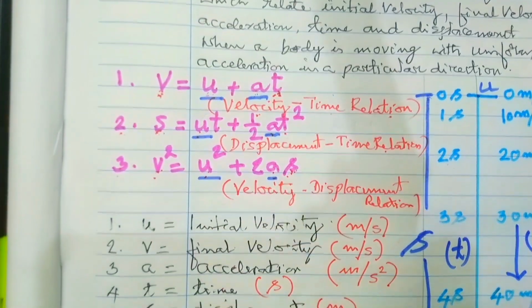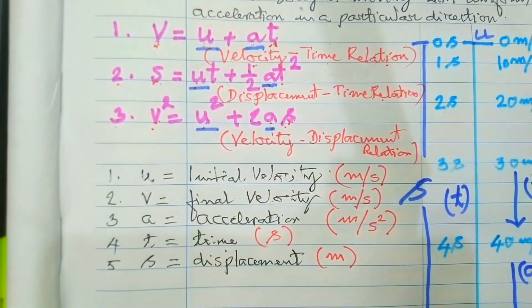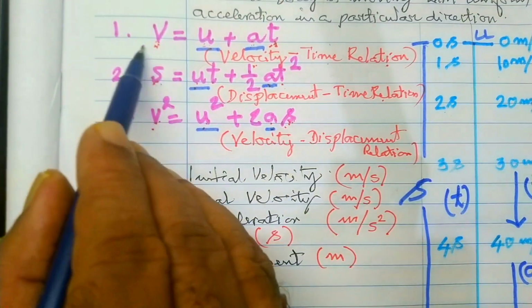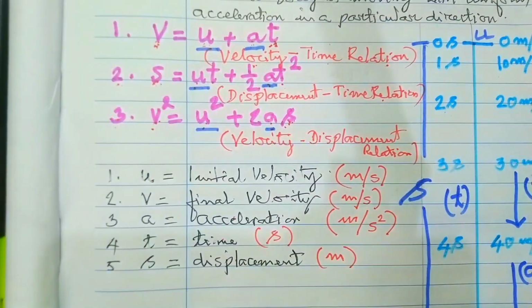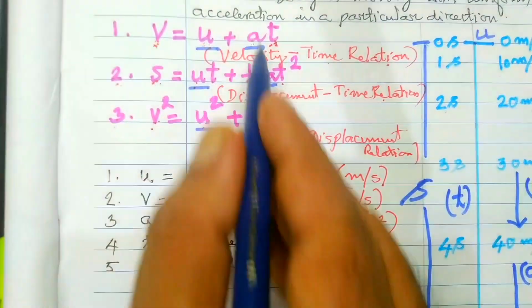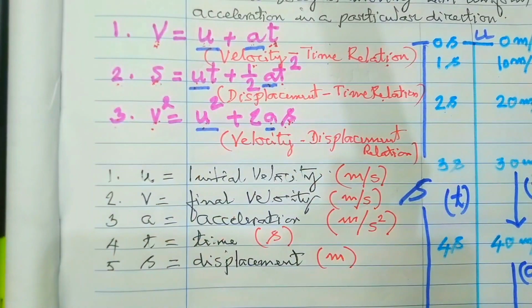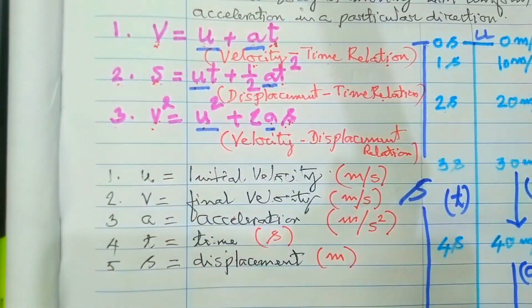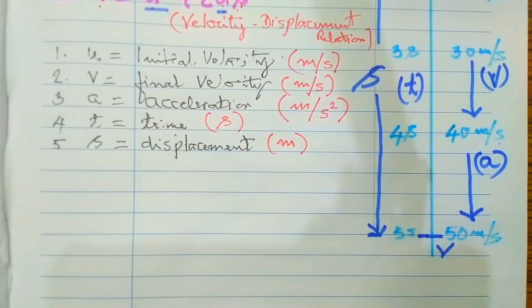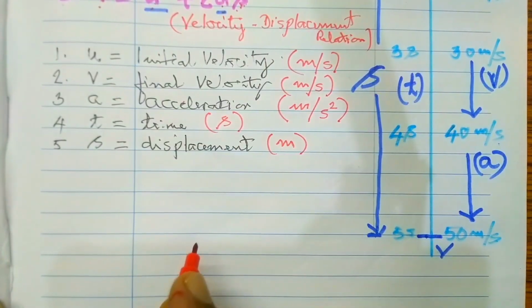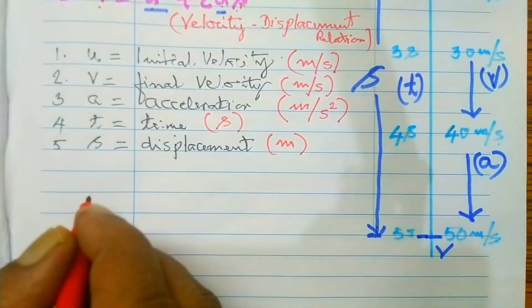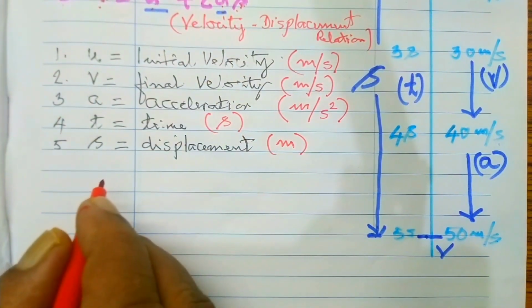Now, quickly go through and try to understand how many quantities are involved. In each equation, how many quantities are there, which physical quantities are common in this, and how the names are given to these 3 equations. Just try to understand. Now, let us see what happens to these 3 equations if initial velocity is 0.